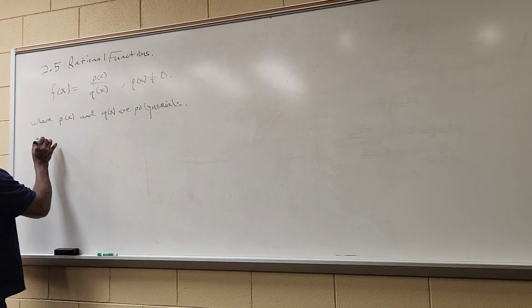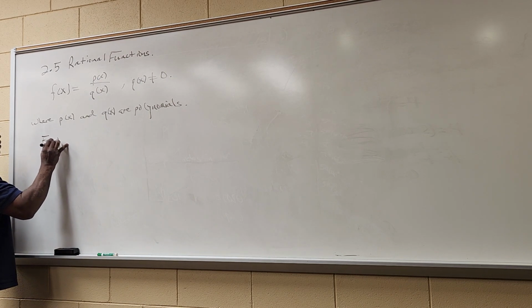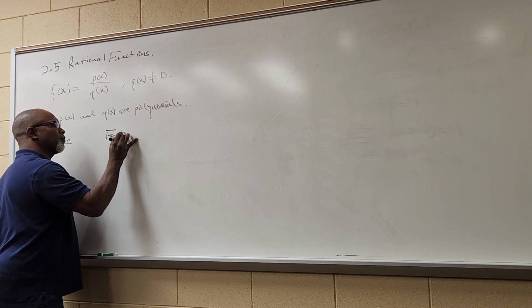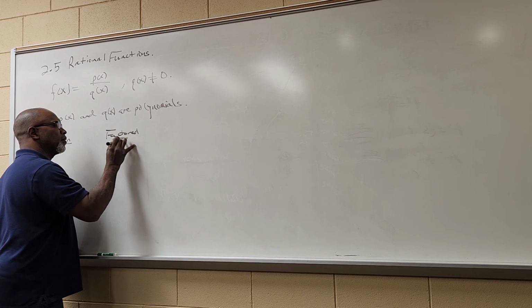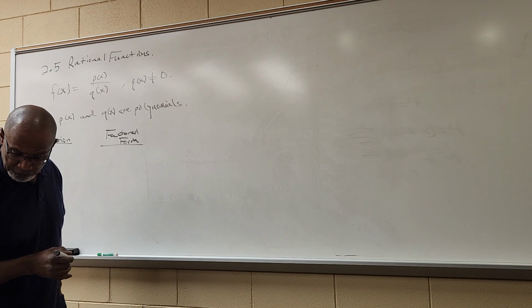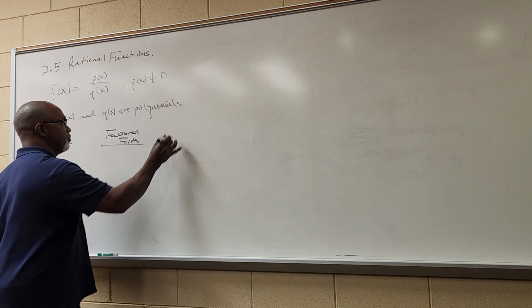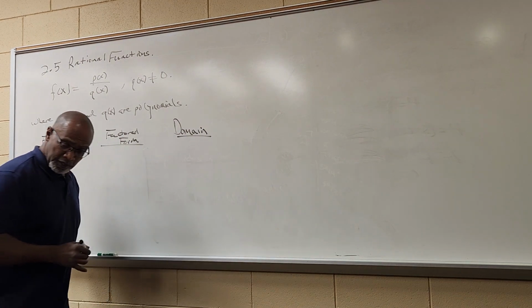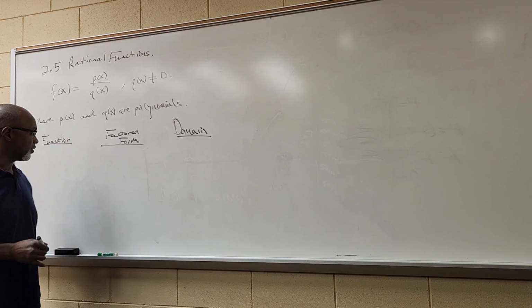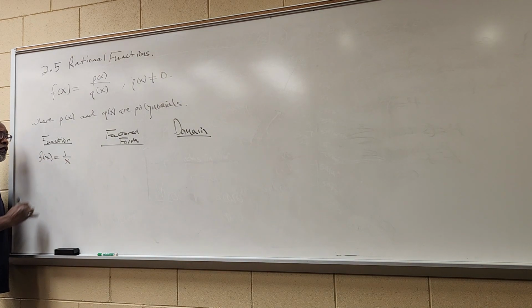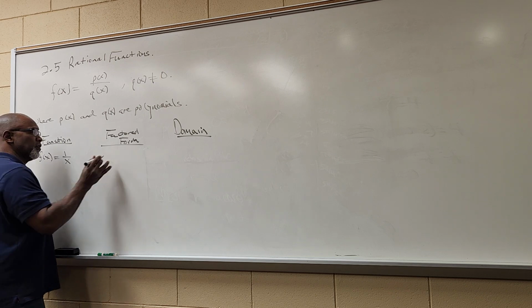So a couple of examples. We'll write the function, then we'll write the factored form. We'll see what that means. And then we'll write the domain. Okay, so the simplest rational function is f of x equals 1 over x. That's the simplest rational function.